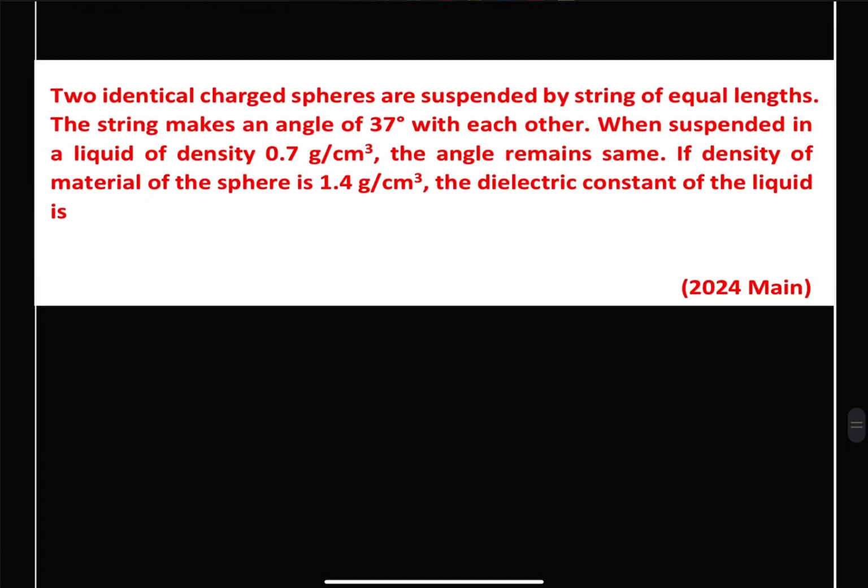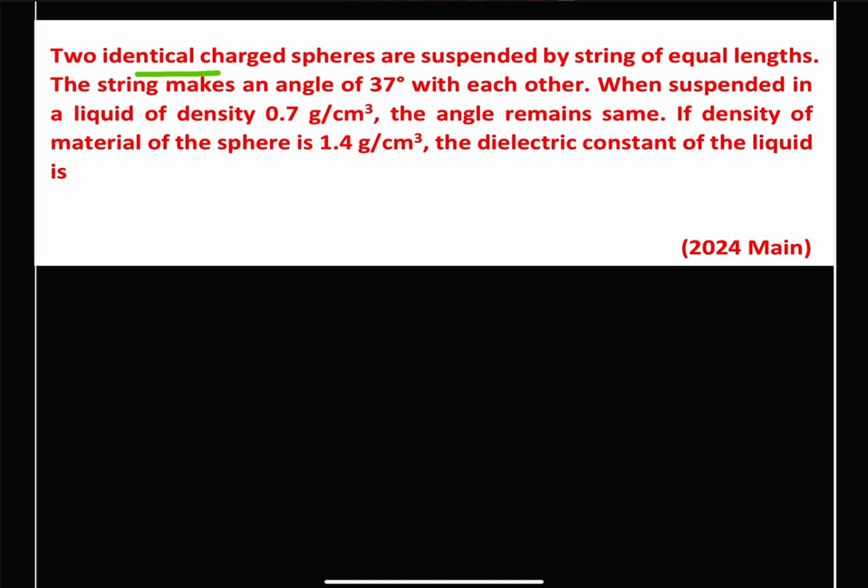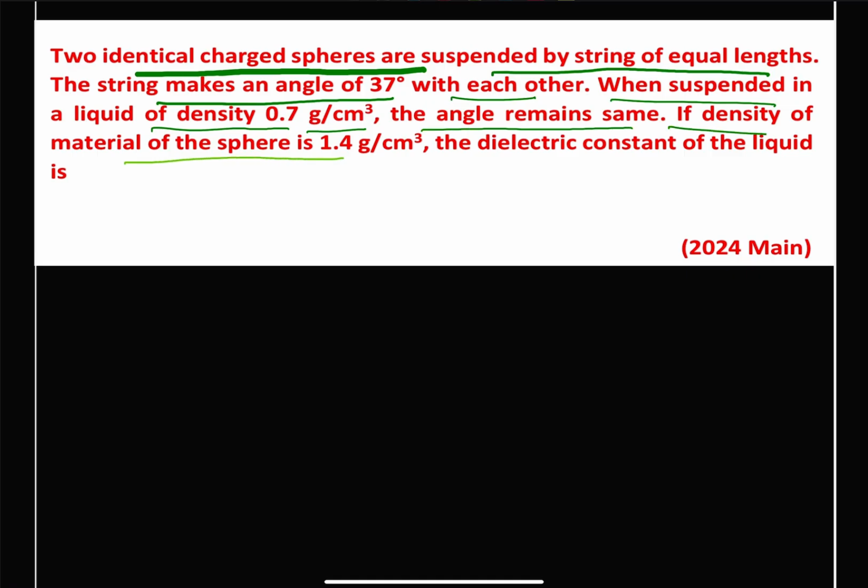It states that two identical charged spheres are suspended by a string of equal length. The string makes an angle of 37 with each other. When suspended in a liquid of density 0.7 gram per centimeter cube, the angle remains constant. If the density of the material of the sphere is 1.6, the dielectric constant of the liquid is. So here we are given that our angle is going to remain the same.